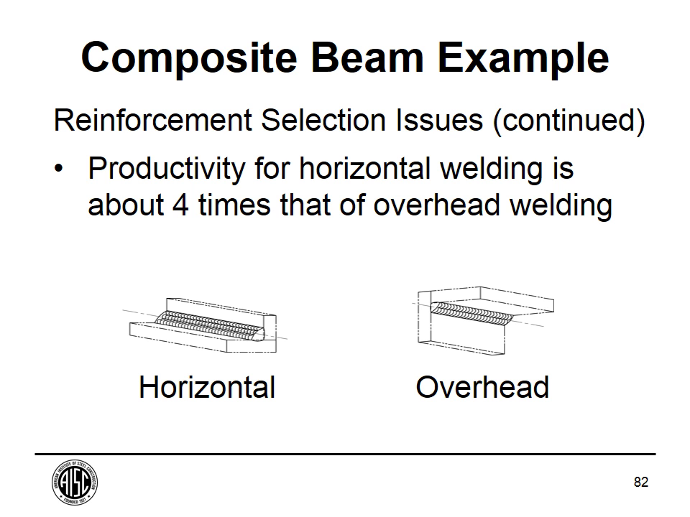This is kind of a review thing. Basically, the overhead welds are obviously not impossible to do. They're just a lot less productive. They're roughly 25% as productive as a horizontal weld. So we're going to try and do horizontal welding if we can.